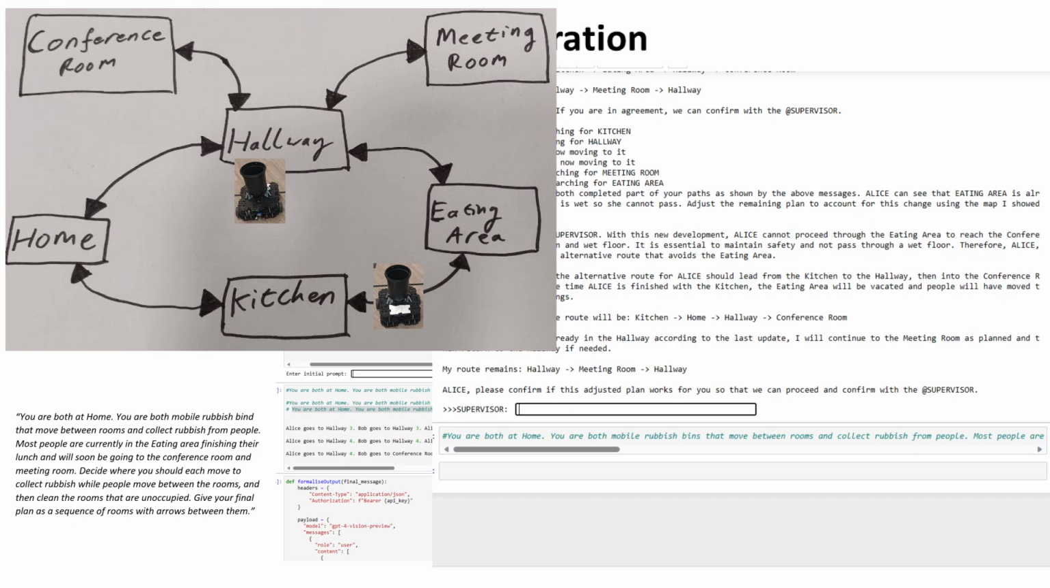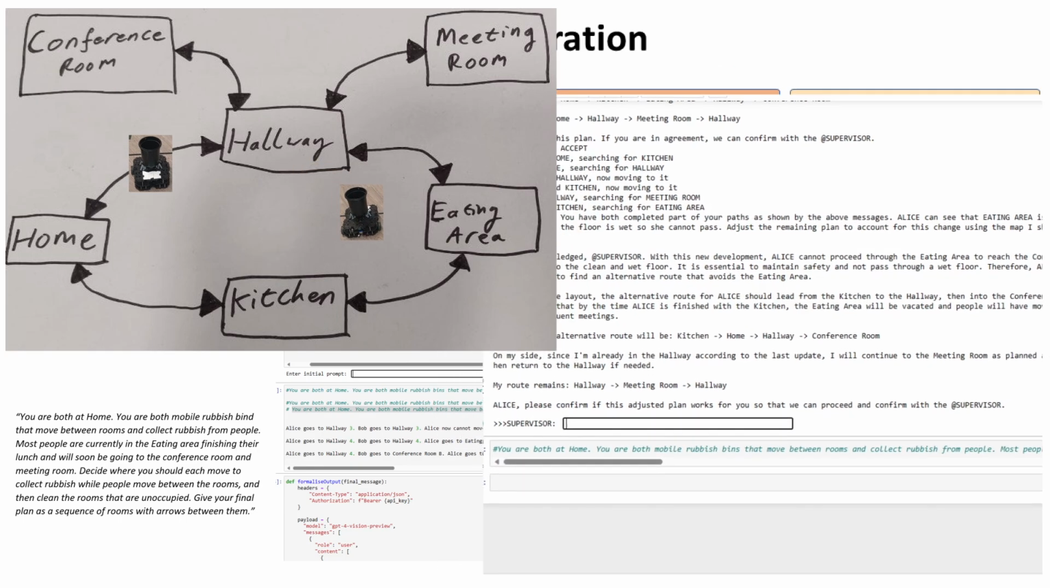We can see here that the route is revised to one where Alice will backtrack back to home, to the hallway, and then to the conference room because she can't pass through the eating area. This lets us further use our language approach as a continuous coordination model rather than simply one of planning at the beginning.